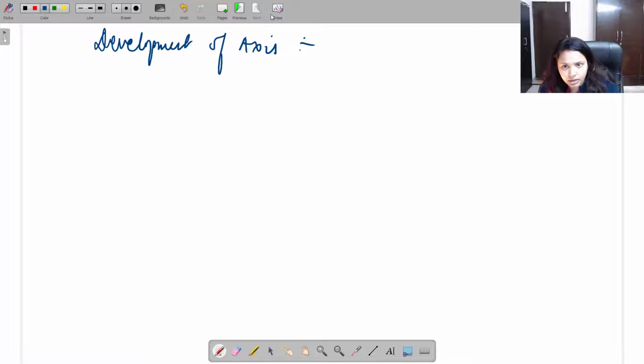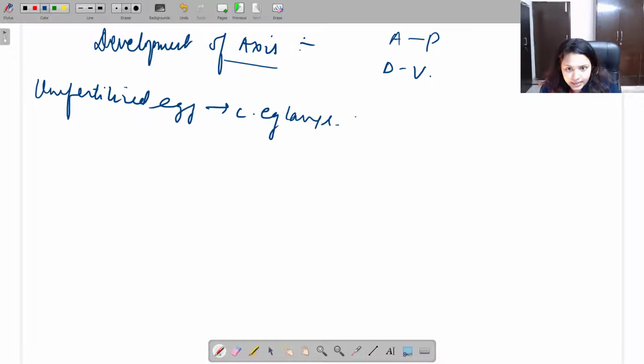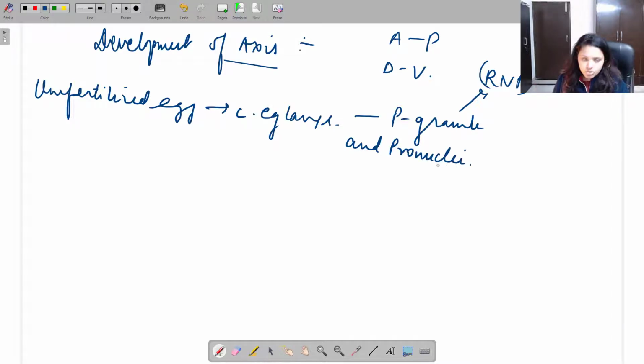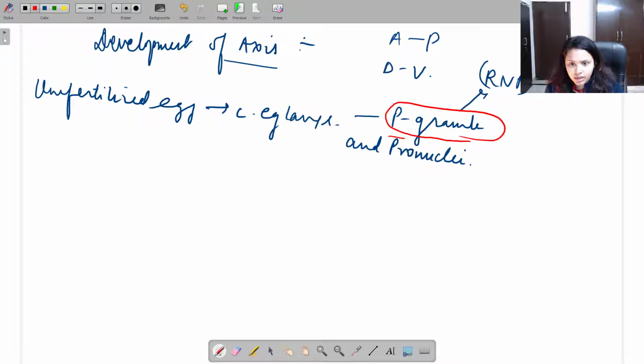Next feature that we will discuss is development of axis. Axis is important in every developmental stage of any organism. Most of the axes are anterior, posterior and dorsoventral. So what are the features of these axes and how do they work? Let's see. Generally, the unfertilized egg contains P granules, and these granules are basically ribonucleoproteins. So ribonucleoproteins, RNPs, are present, which are known as P granules, and also another molecule is present which is known as clone. Okay, so the unfertilized egg has two different characteristics. One is the presence of P granules and the second one is pronuclei.